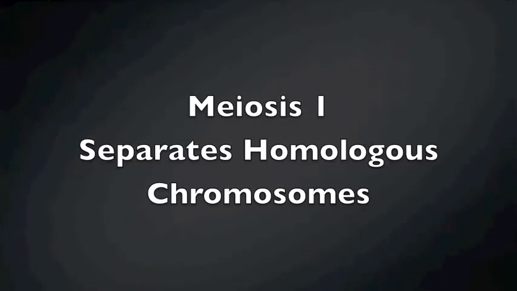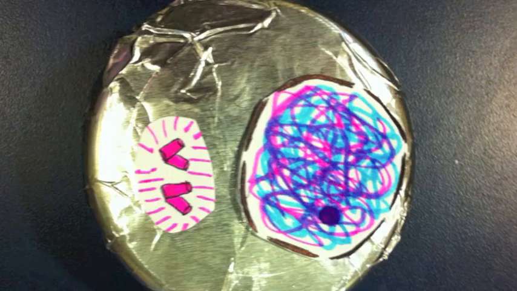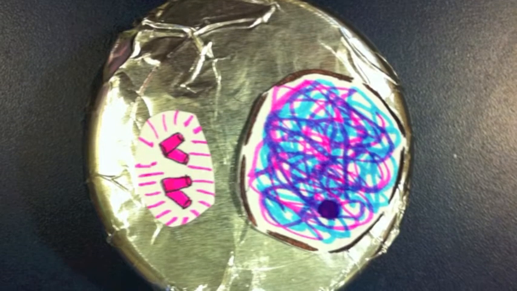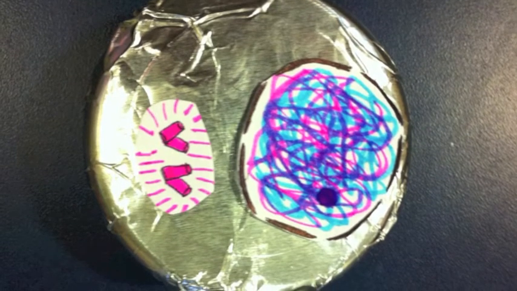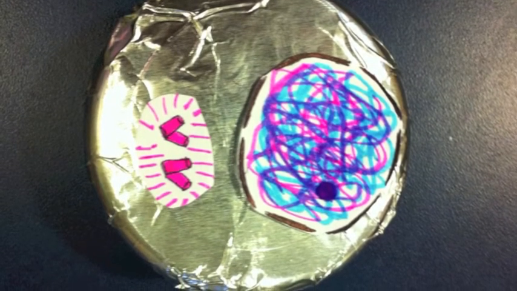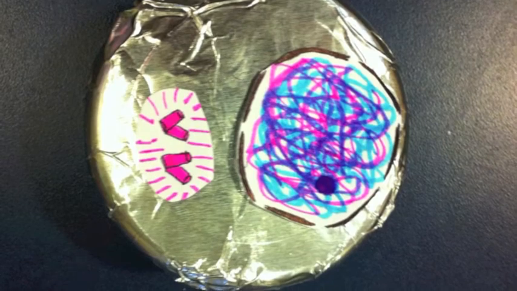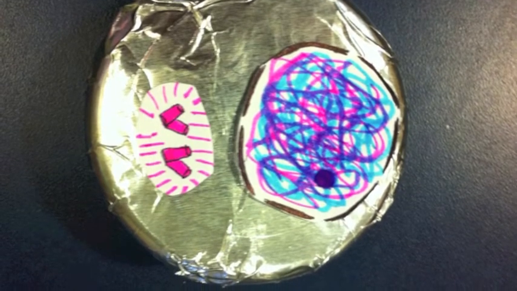Meiosis I separates homologous chromosomes. In premeiotic interphase, all chromosomes are duplicated in a process similar to that of mitosis. Outside the nucleus are two centrosomes, each containing a pair of centrioles. These centrosomes are produced from one centrosome being duplicated. They serve as microtubule organizing centers.